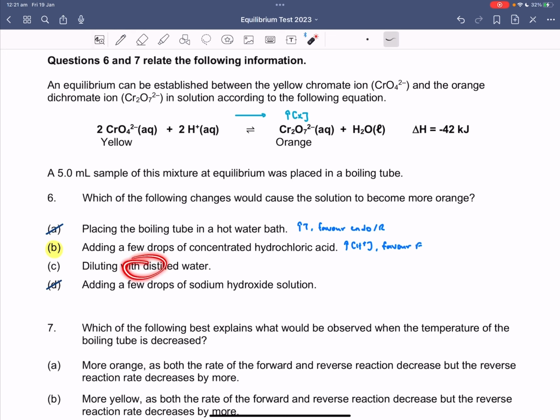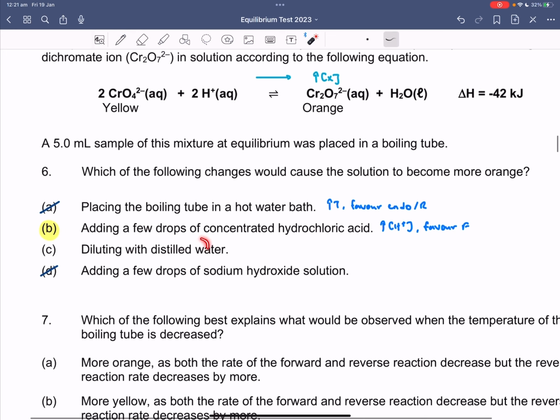And why was the answer never going to be C? Now think about it. If you dilute it with distilled water, this one's a little bit more complex, but immediately there is a decrease in the forward reaction rate and a decrease in the reverse reaction rate, because you have decreased the concentration of aqueous species.